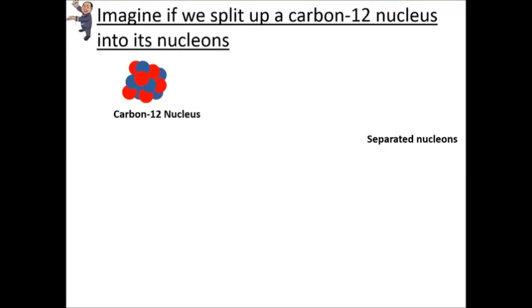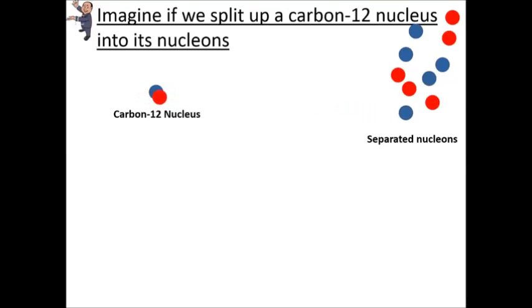So first up, let's do a little thought experiment. If we split up a carbon-12 nucleus into its nucleons, so here we go, let's do it. There's carbon-12, and imagine that we are pulling out all of the protons and all of the neutrons, so hopefully we're going to end up with 6 protons and 6 neutrons. On the right hand side you can see all of the separated nucleons. So our nucleus has now gone. Well, not gone, it's just been split up.